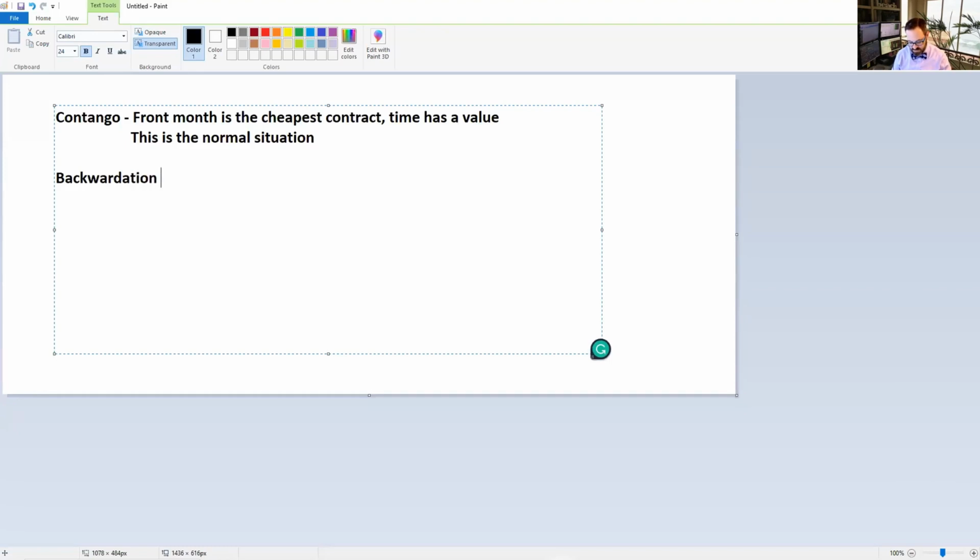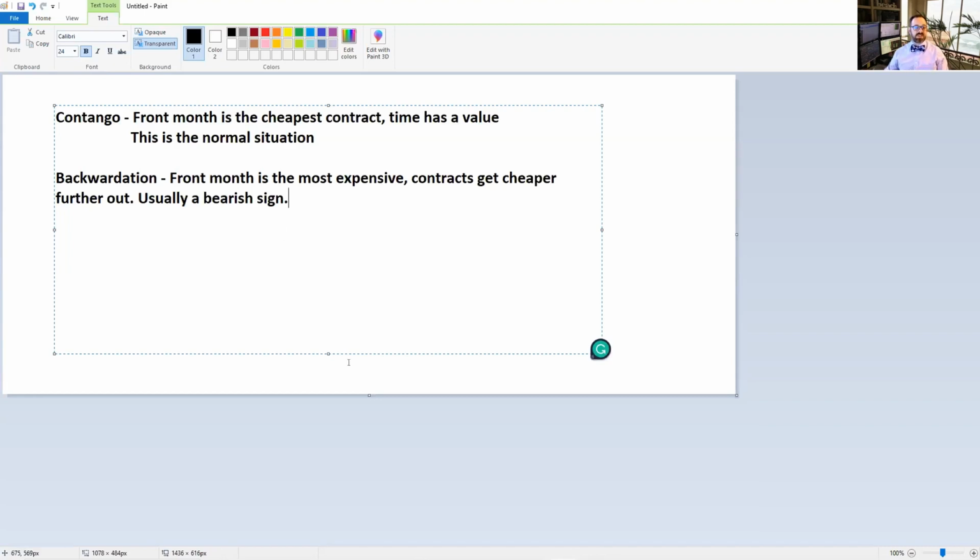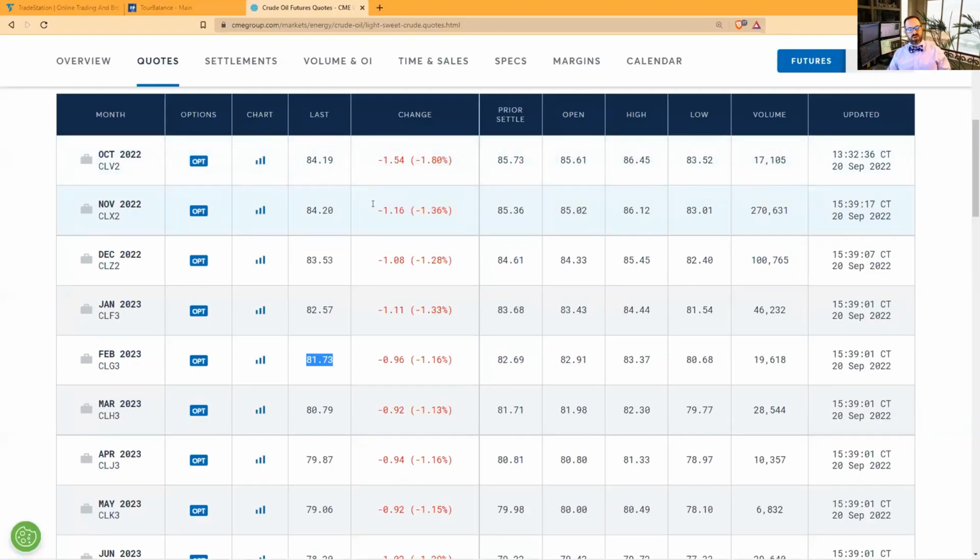And the front month is the most expensive, and the contracts get cheaper further out. And that is not normal. It's usually, not always, but usually a bearish sign. It's often bearish for the markets. So when you take a look at what's going on in crude oil right now, crude oil has been in a bit of a bearish trend. So it's not surprising to see the further out you go in time, the cheaper the contracts are, because they're expecting prices to drop further in the future.